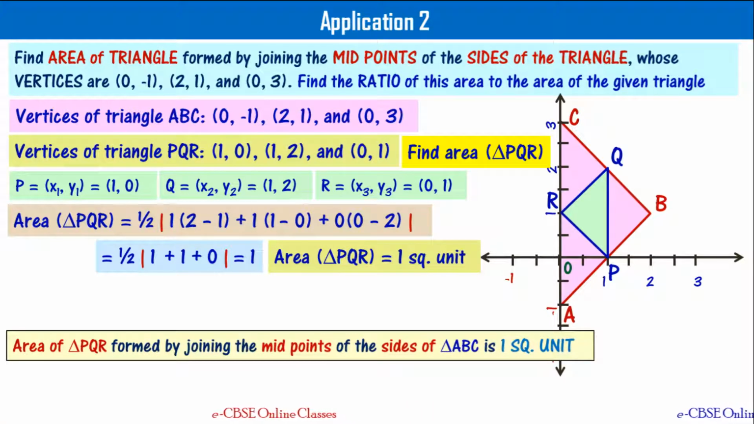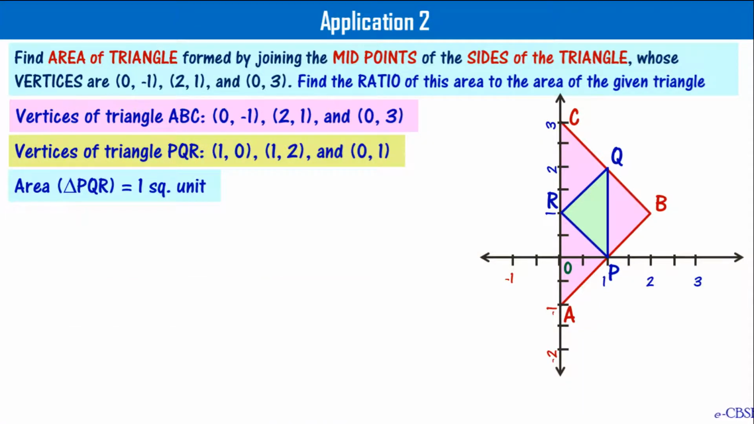Now to answer the first part, we can say that area of triangle PQR found by joining the midpoints of the sides of triangle ABC is 1 square unit. Now we can go to part 2 of the problem statement. We have to find the ratio of this area, meaning area of triangle PQR, to the area of given triangle, that is triangle ABC, right? To find the ratio, since we know area of triangle PQR, we have to find area of triangle ABC.